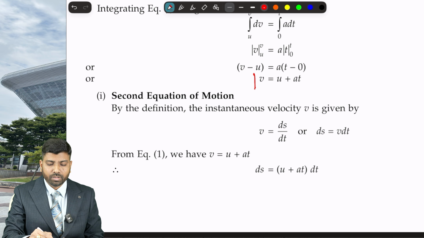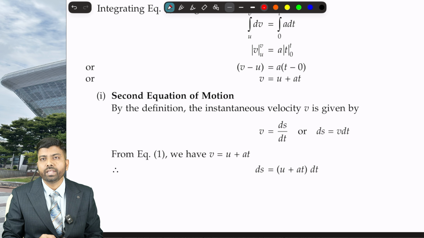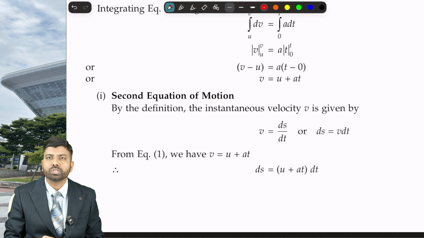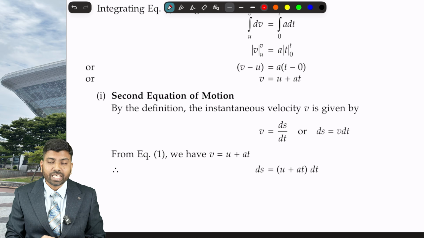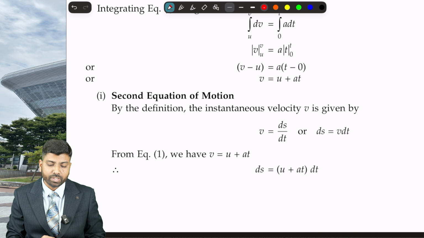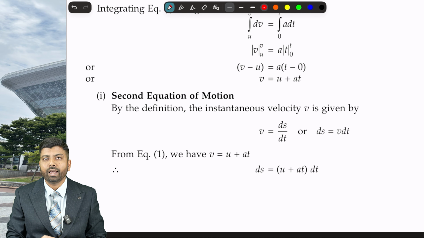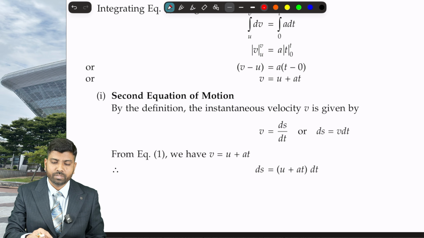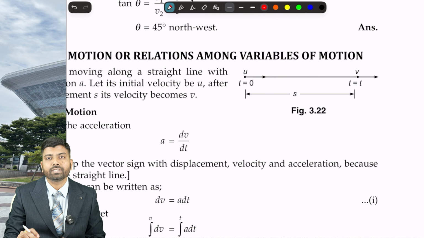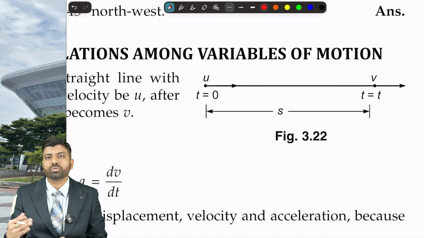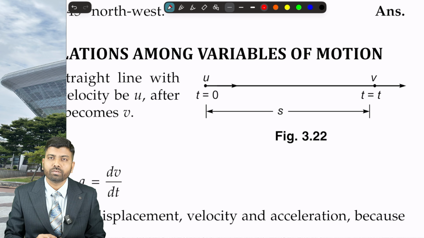In the beginning of the lesson, when I started explaining Newton's equations of motion, I told you that Newton's equations of motion are only useful for uniformly accelerated motion, right? If it is non-uniformly accelerated, then we have to use integration, the same way we are deriving here.